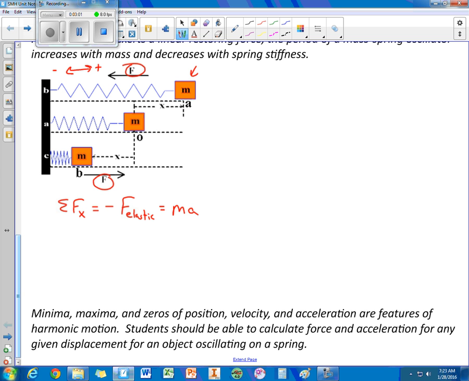So this must equal ma. Just rewriting it a little bit, I can say then that ma equals negative kx. The reason why I'm saying just x instead of delta x is because my initial position, I'm just defining that to be 0. So my delta x would be x minus 0. So I'm just going to go with x.